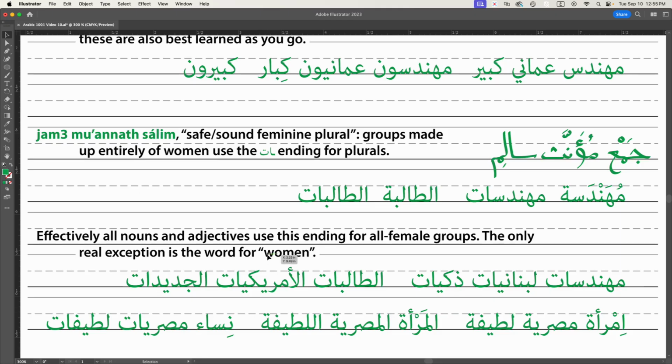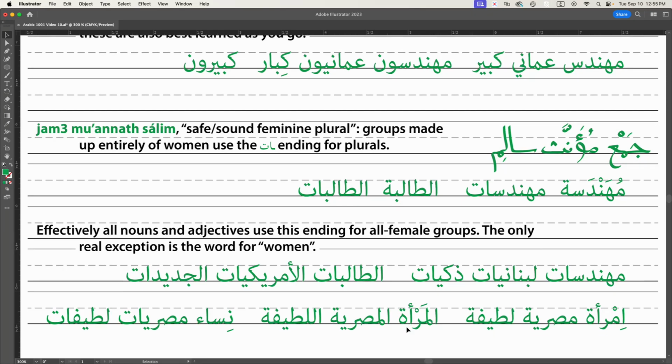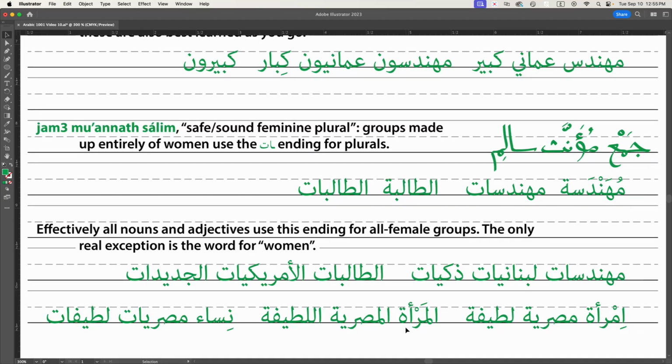The only exception is the word for women. So women has an irregular plural. And in fact, it's irregular in the singular as well. So a woman is imra'a. So imra'a masriya latifa, a nice Egyptian woman. But if it becomes definite, it drops the I and becomes al-mar'a. So al-mar'a al-masriya al-latifa, the nice Egyptian woman. The word is going to change forms from indefinite to definite here, which is really, really uncommon as far as Arabic words go. And the word for woman is about the only common one that does this.